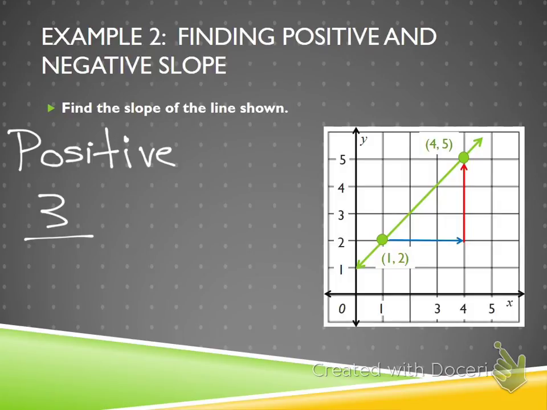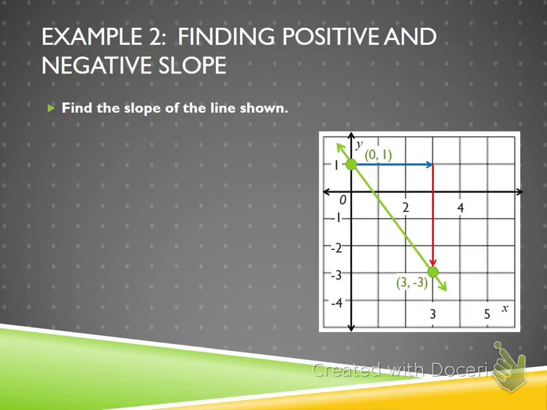I want you to count your run. How many units do I go over on my run? Write it as a fraction. You don't have to write the rise and run part. Write it as a fraction. Okay, 3 over what? 3 over 3. Now I can reduce that to 1. So 2 parts to these questions: positive, and then tell me what your slope is. Go ahead and answer the next one.